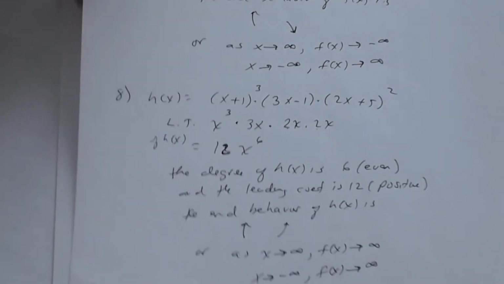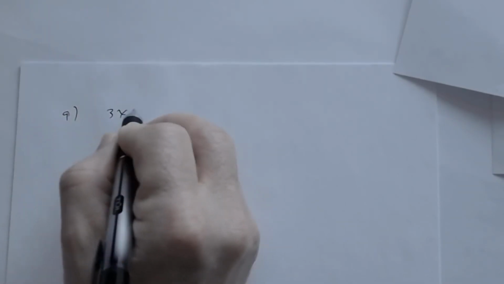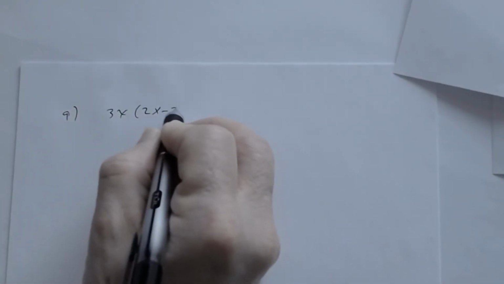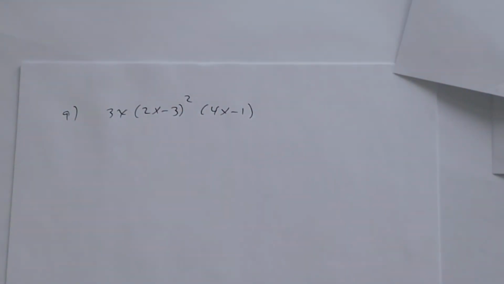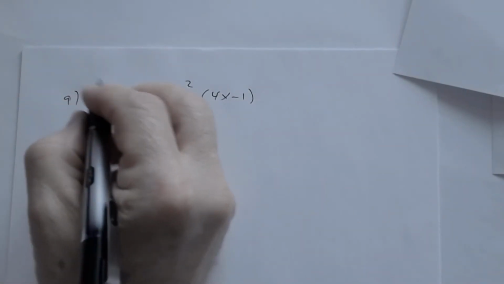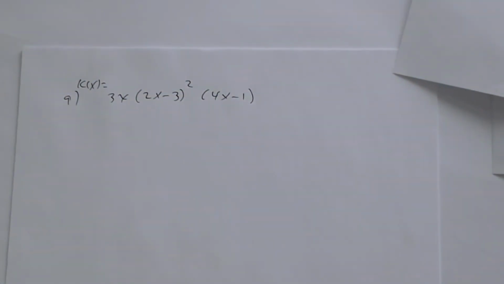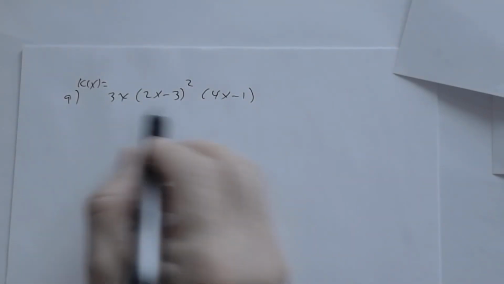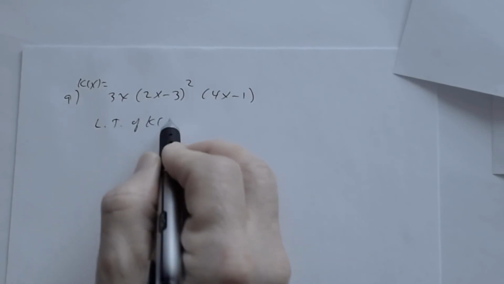Okay, number 9. Let's go to number 9. Let's suppose we had this in number 9. So we have 3x times 2x minus 3 squared times 4x minus 1. Oops, I'm sorry, that's k of x. k of x equals this. So that's your polynomial function, k of x. All right, so this is listed as factors. So we got to find the leading term of k of x.